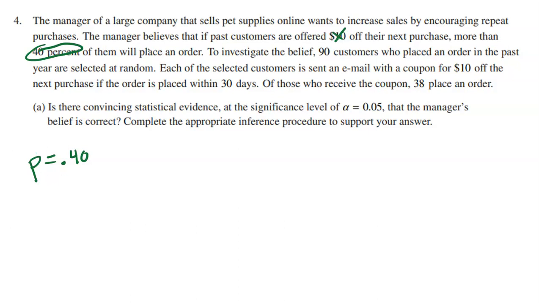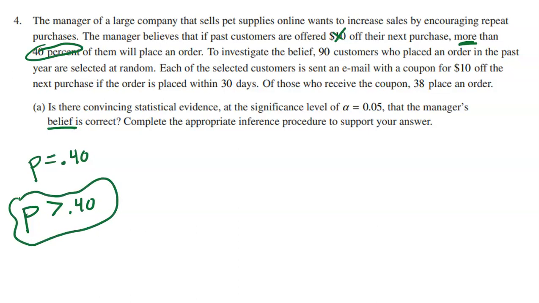Now, he is hoping that it's actually more. He is kind of hoping that the proportion is greater than 40%. He believes it's 40%, but he wants to increase his business. He wants to get a larger proportion of older customers to come back and buy more items. So that's what he's wanting, because the question says we want to test if his belief is correct. Well, this is his belief. He believes it's more than 40%. That's what we're actually going to test. Notice I'm not using p-hats here. I'm using true proportions because that's what he's trying to get to, the truth.